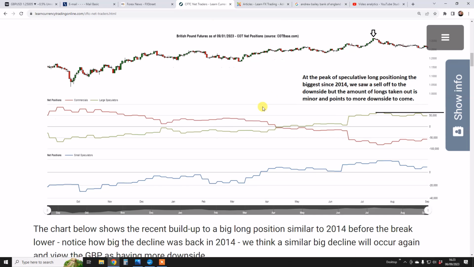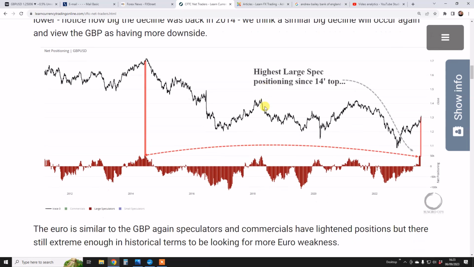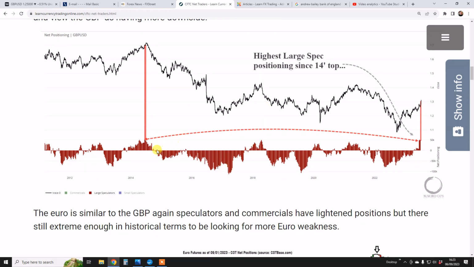Before I do my levels of entry, stop and target, I just want to show you this chart. Regular viewers will be familiar with it. There is the 2014 big speculative long position. It's a long-term chart. Look at the big fall. This chart obviously was when we were coming into the double top. We've only seen a little bit of downside. There's far more downside to come. Right, let's do the levels of entry, stop and target.